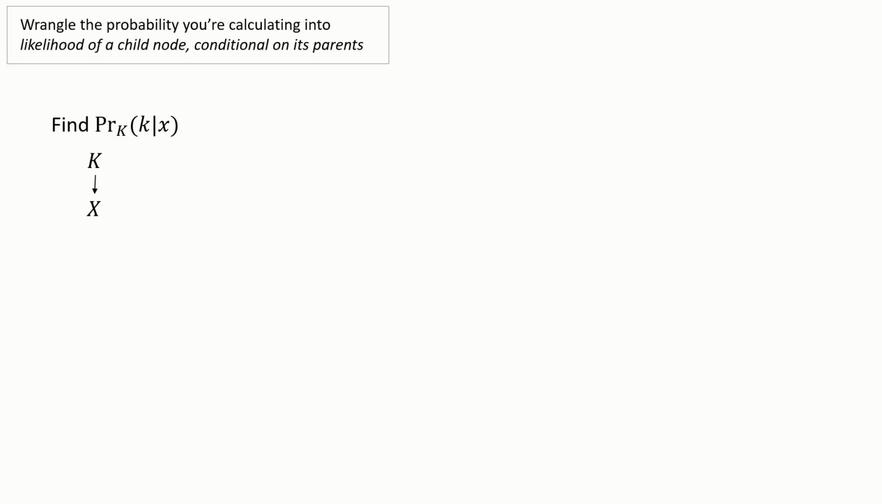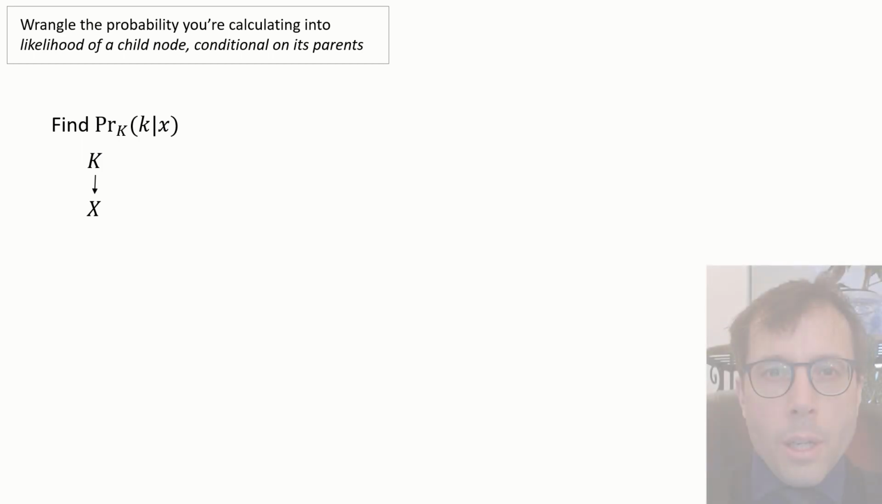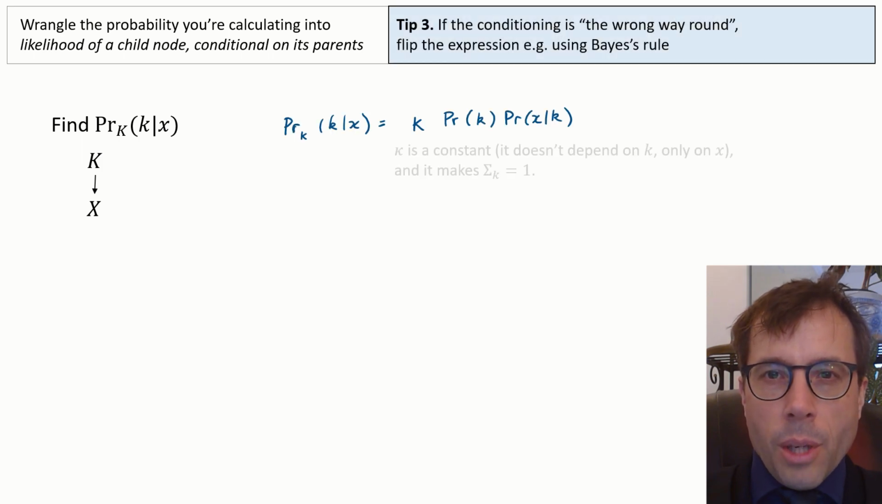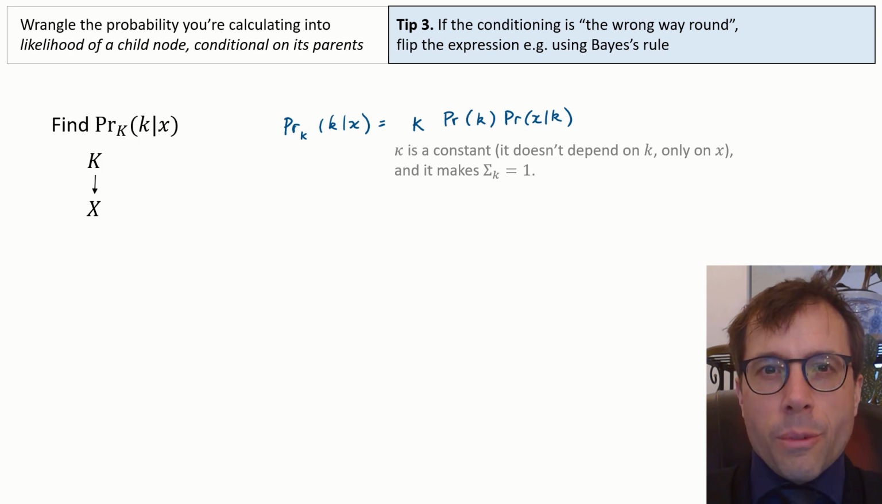Okay, let's look at another common pattern. Find the likelihood of k conditional on x. We've seen this lots of times already. This is just Bayes' rule. And the reason we use Bayes' rule is so that we can do what the general strategy tells us to do: wrestle it into the form likelihood of a child node conditional on its parents.